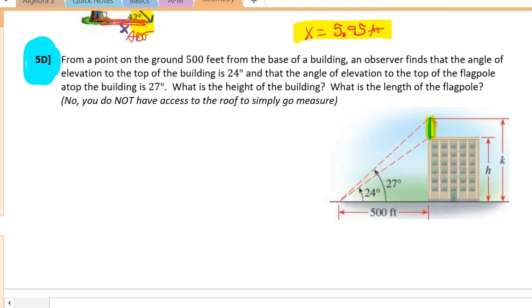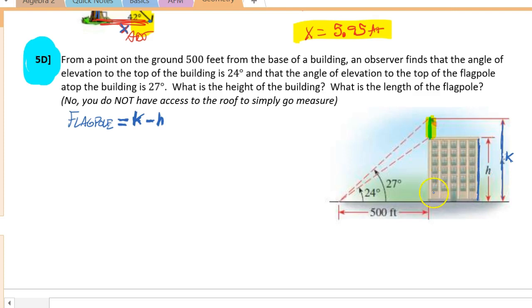Now, you obviously do not have access to the roof to go up and just measure it, so we simply have to work with the two measurements and the distances we are given. From a very basic standpoint, if I could find the length from the ground to the top of the flagpole, which I denoted as distance K, the flagpole could be found by taking that distance K and subtracting the distance H, where H is just the height of the building.